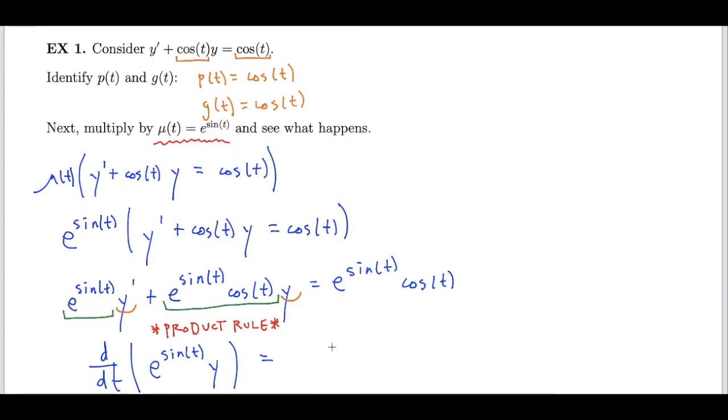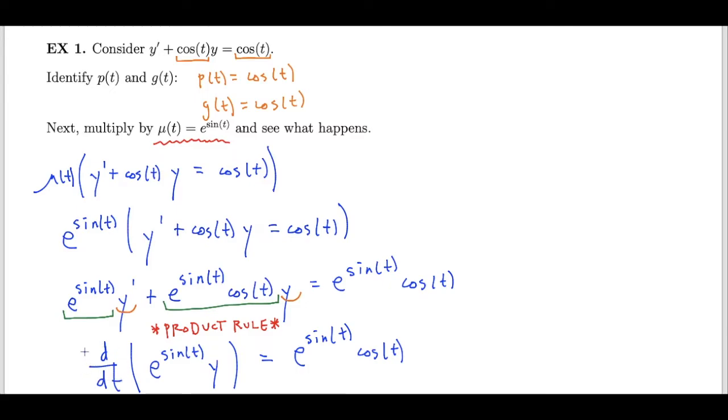My right-hand side hasn't changed at all. I'll just go ahead and rewrite that for reference. So if my goal is to isolate y, then I can actually get at y in this form of the equation by doing the antiderivative with respect to t.